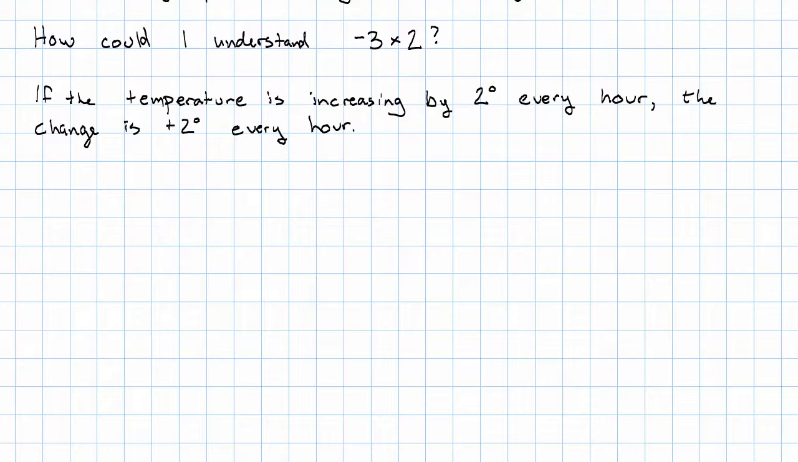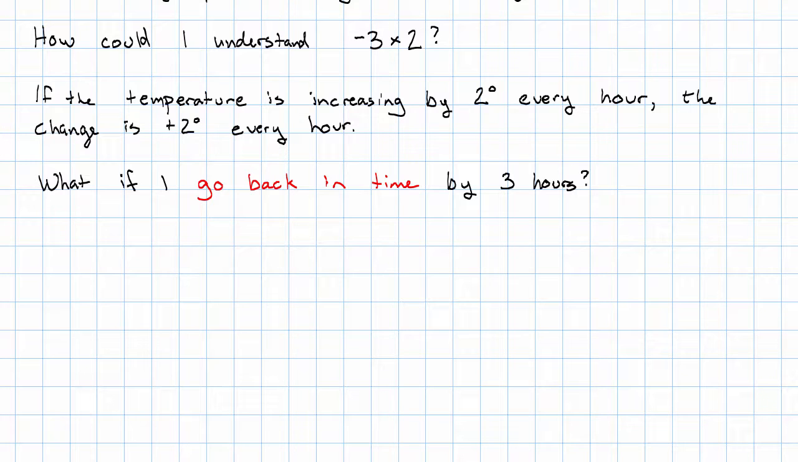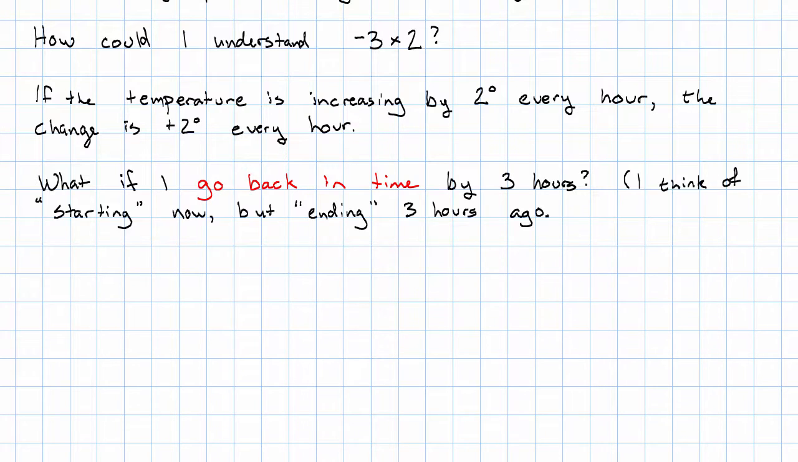Let's think about the sign as indicating direction. Why not? We can, at least computationally, go back in time. What do I mean by that? I think about the problem as starting now, but ending 3 hours ago. This is actually one of those less-than-an-arbitrary-zero understandings of negative numbers. I've arbitrarily decided to call right now time zero.